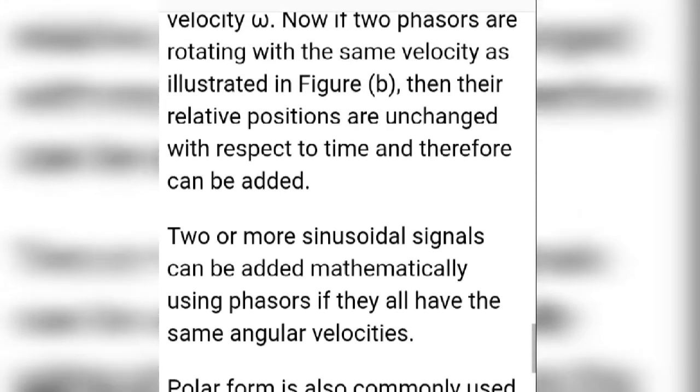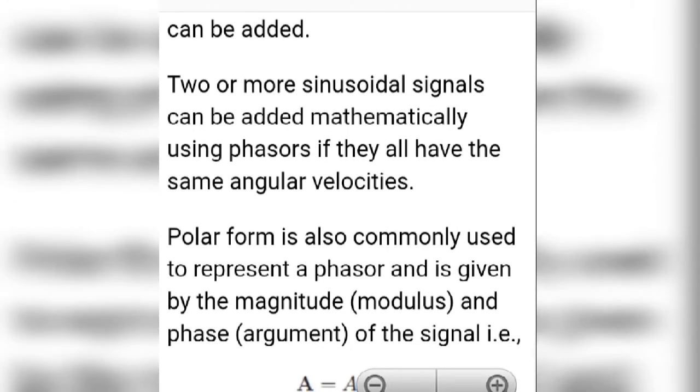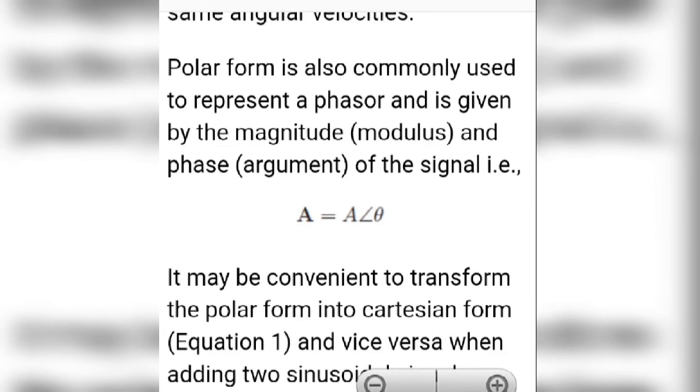Polar form is commonly used to represent the phasor, given in the magnitude and the phase angle of the signal. A is equal to A angle theta. It can be converted by a transformation of the polar form into the Cartesian form equation, x and y, for the addition of two sinusoidal signals. For the addition of two sinusoidal signals, it can be converted from polar to Cartesian form.